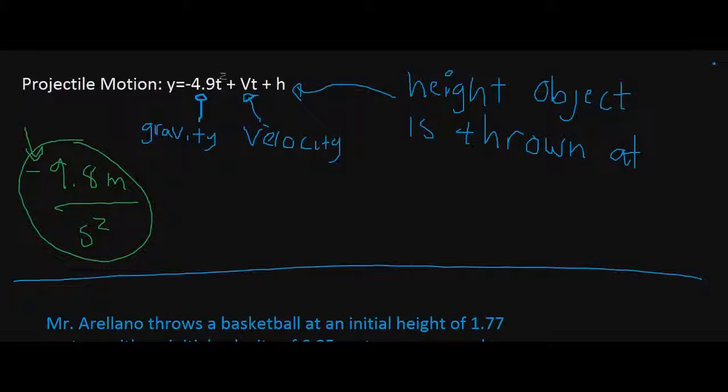When we're dealing with an equation like this projectile motion scenario, because we have this t squared, that's going to be half of 9.8, and that's why we get the negative 4.9 here. So in this equation, that negative 4.9 comes from gravity. The number in front of t, or x, is the velocity that an object is thrown from. And then the h is the height that an object is thrown from.